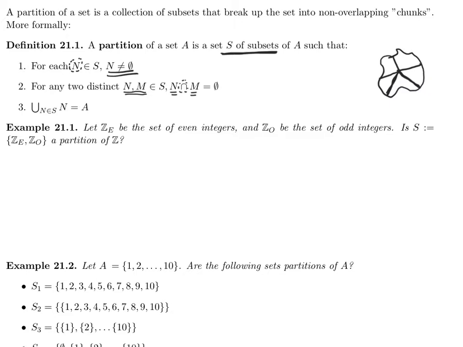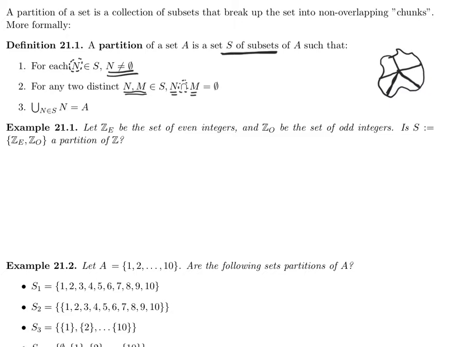So let's look at an example. Let's see how this works. Let's call Z sub E the set of even integers, and Z sub O the set of odd integers. And let's ask, is this set here, which we'll call S, and it just contains the sets ZE and ZO, a partition of the integers?